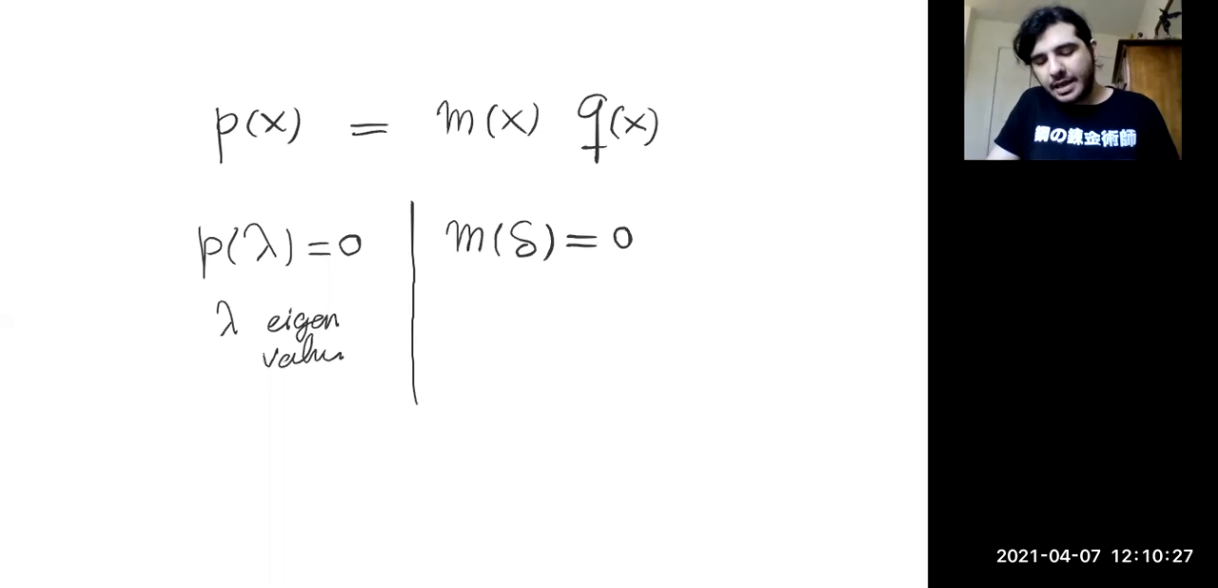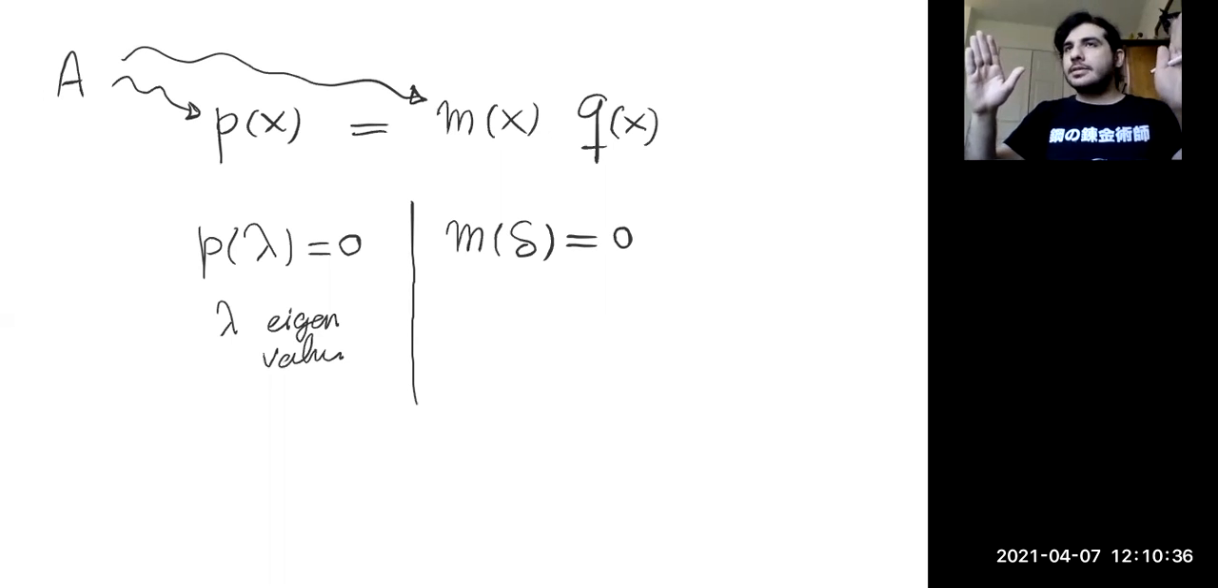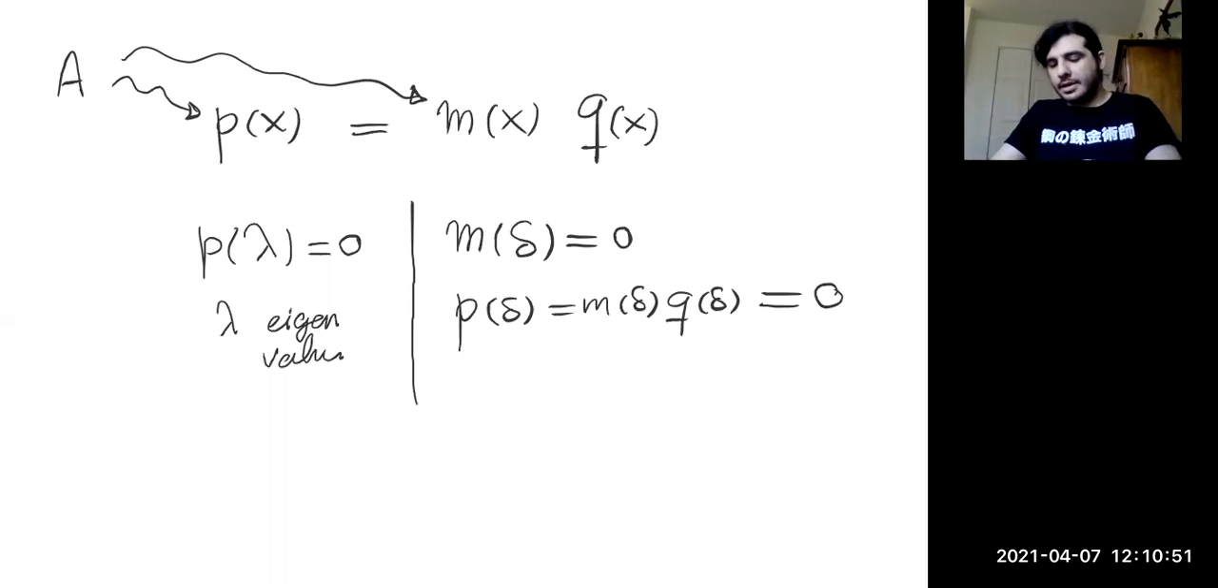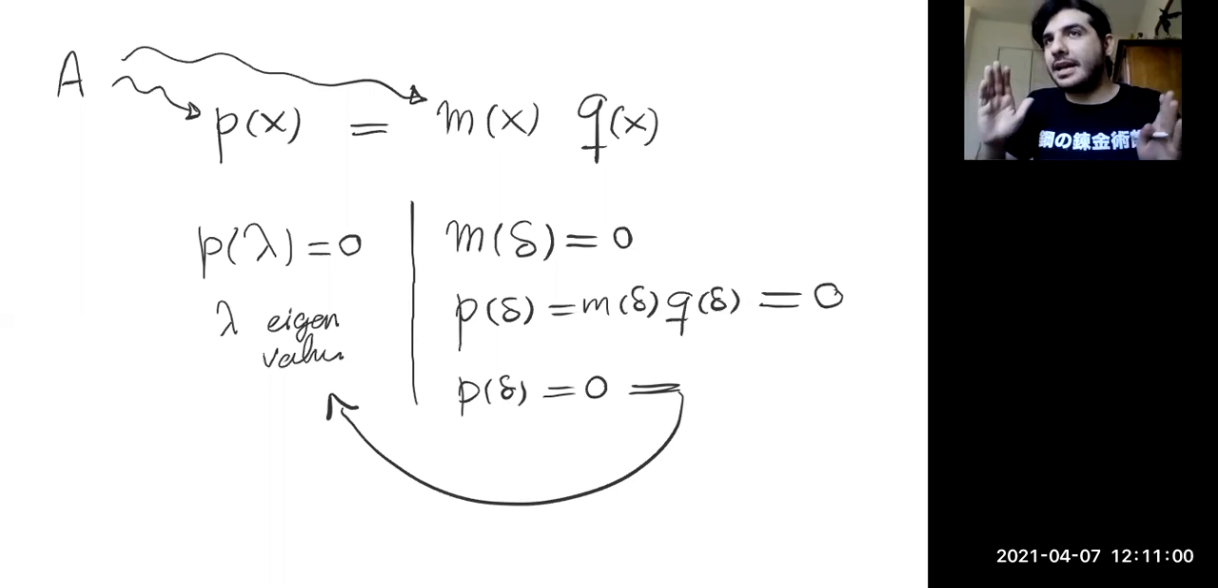So I have a matrix A. I found its characteristic polynomial and its minimal polynomial. And suppose I find a real number delta such that m of delta is 0. So p of delta is equal to m of delta times q of delta, but m of delta is 0, so the product would be 0. So p of delta is 0. Therefore, delta is an eigenvalue. So all the roots of the minimal polynomial have to be eigenvalues of the matrix. They can't be anything else.